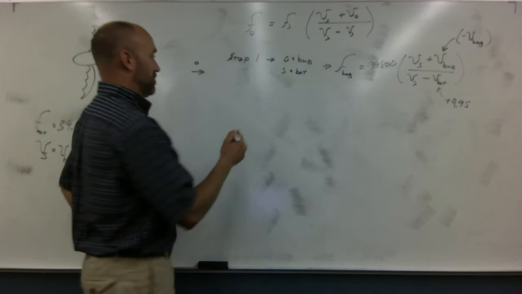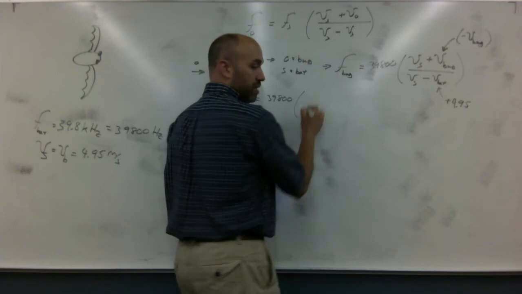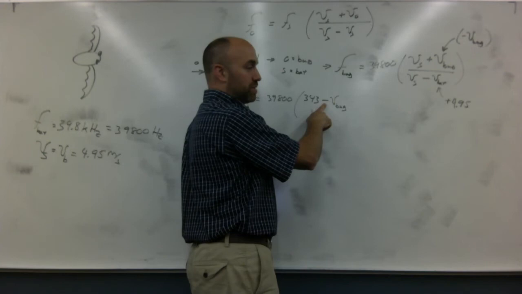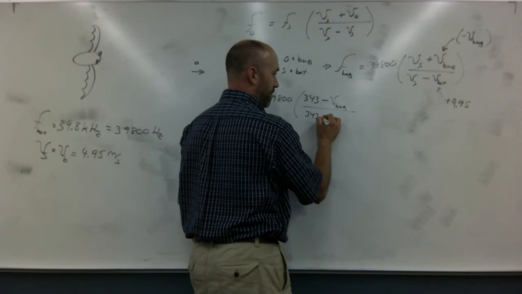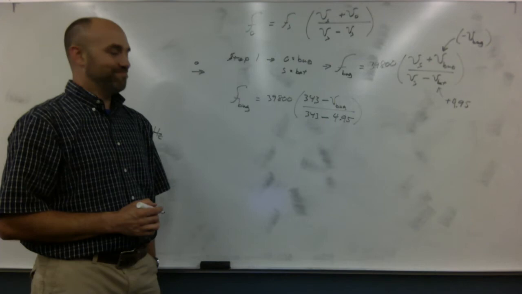Okay, so let's write all this out. Frequency of the bug equals 39,800. Speed of sound is given as 343 minus speed of bug. Did you see why that became a minus? Yes. Because plus a negative. And then downstairs you're going to have 343 minus 4.95. How many unknowns do you have here? Two. Not looking good, right? Yes. We need a second equation.